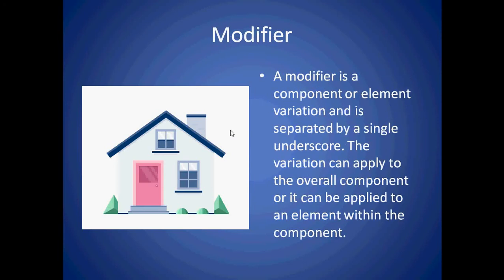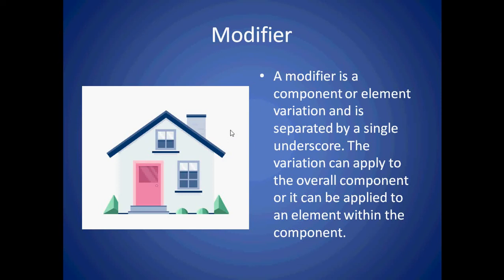So what exactly is a modifier? A modifier is nothing but a variant. Each house will be different. Each house has a different color, and that color you will consider as a variant. For example, my house's color is gray. So what I'll do is write house_gray.